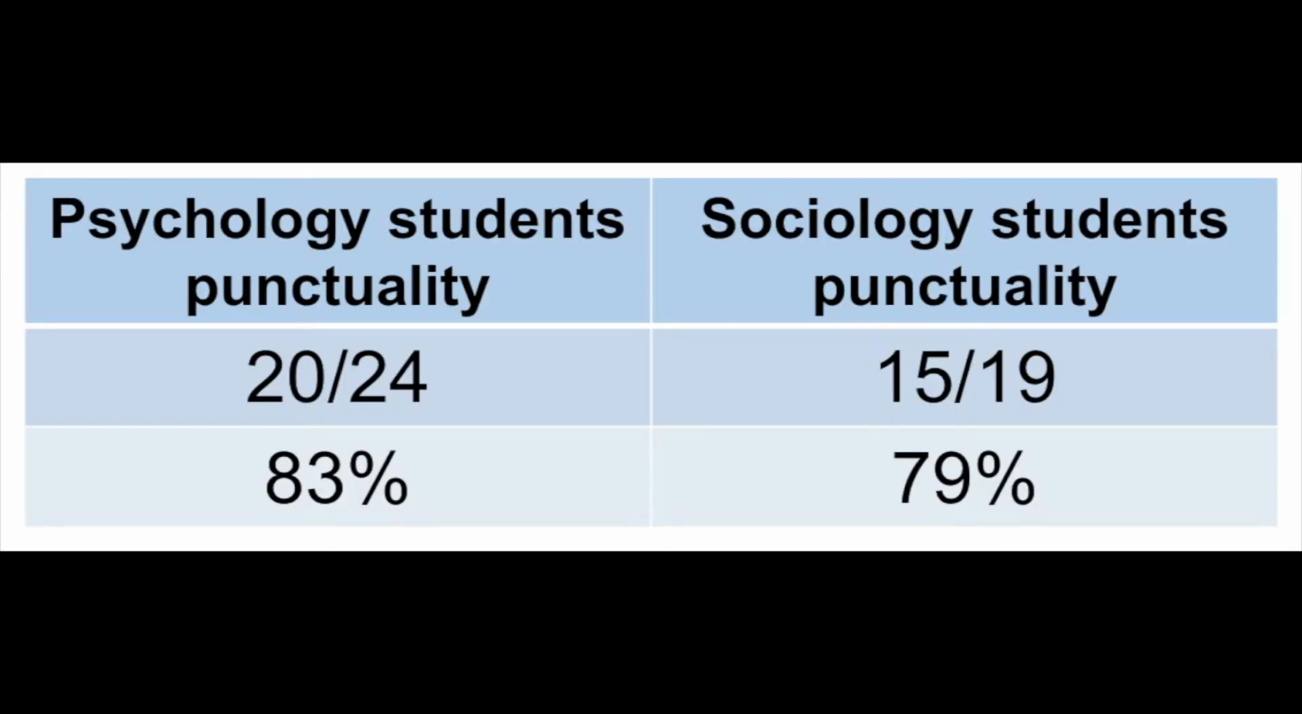Okay, so supposing I run a little experiment. Supposing that I've got a psychology class in B5 and a sociology class in B6, period 1 on Monday morning, and I measure their punctuality for 3 weeks running and I work out an average. And it turns out that on average, 20 out of 24 psychology students are punctual for that lesson, and 15 out of 19 sociology students are punctual. And that gives me the percentages of 83% and 79%. Well, it certainly looks, according to that data, as though psychology students are more punctual, doesn't it?